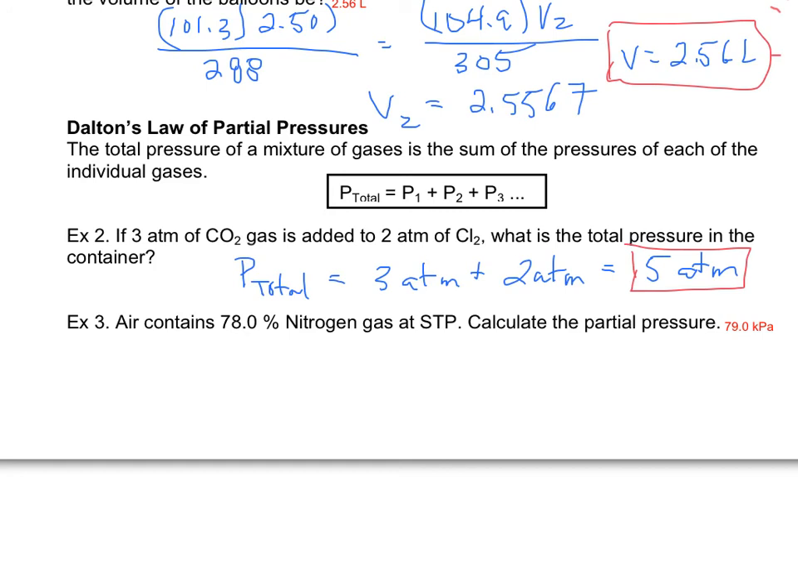The total pressure of air is 101.3 kPa. Because air is 78% nitrogen, if we times our total pressure by 78% expressed as a decimal, that will give us how much nitrogen contributes to the air pressure. I can keep 3 sig digs in my answer, so I'm going to round this to 79.0 kPa.